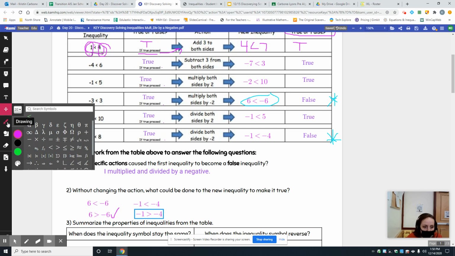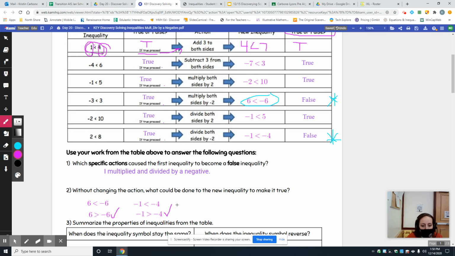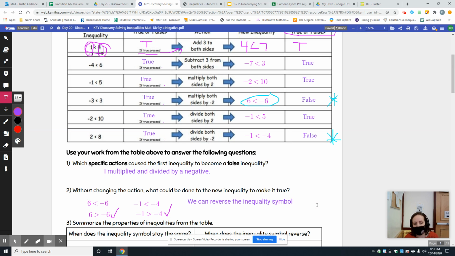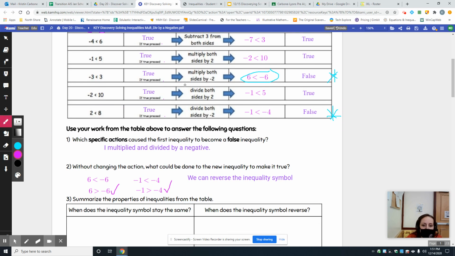Well, yes, it would. So if we were to generalize this, what do you think we can do to make our inequality true? Well, we can reverse or flip the inequality symbol to make it true. Now, do you think that this holds true anytime? Well, not anytime. If you just want to make the inequality work, you can't just go flipping things. But it just so happens that this is what happens every time you multiply or divide by a negative.